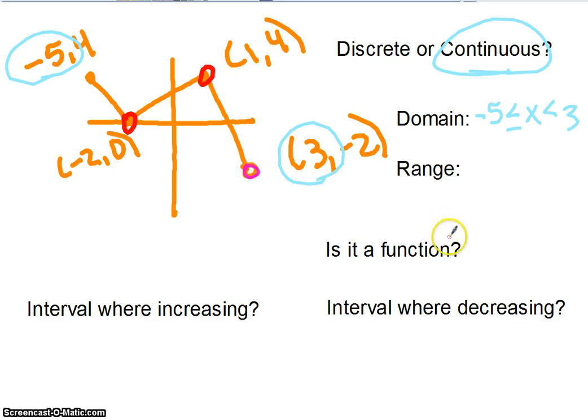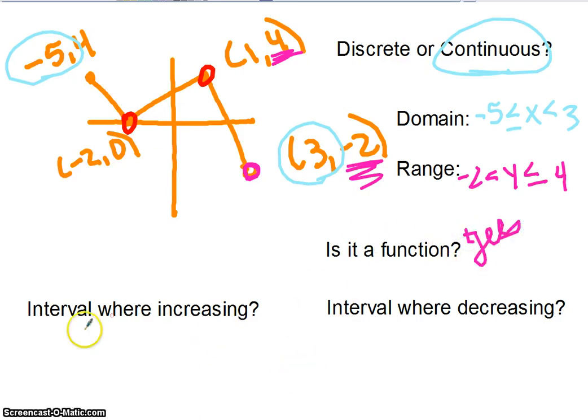Your range goes from bottom to top, so it would be -2 is less than y is less than or equal to 4. This was my low number. This was my high number. Low number was an open circle, so I did not put equal to. High number was a closed circle, so I did. Is it a function? Yes, it is a function because it passes the vertical line test.